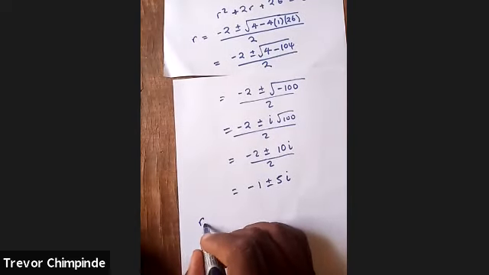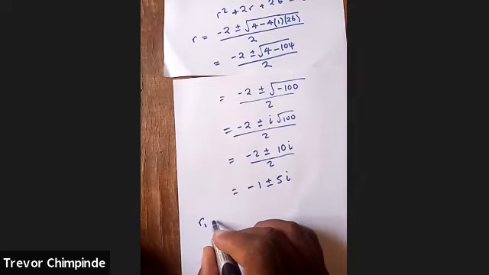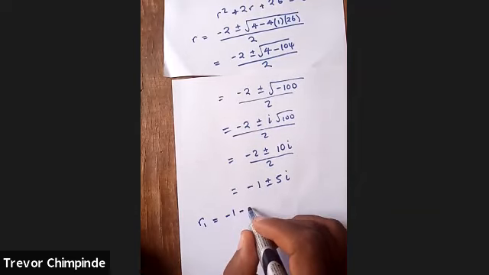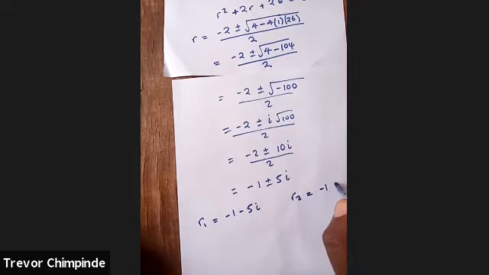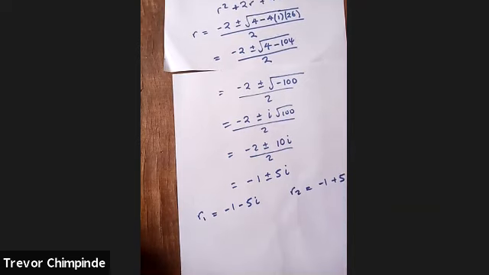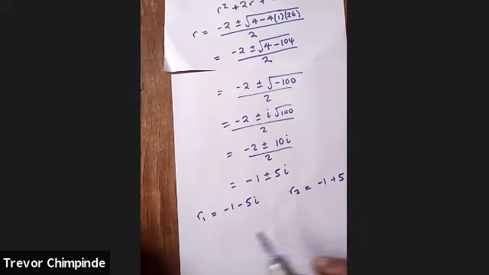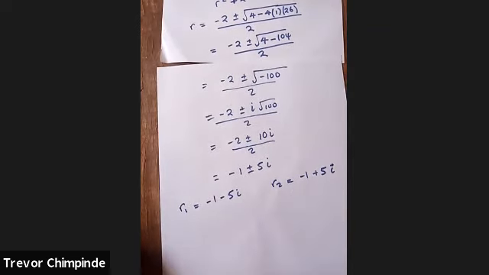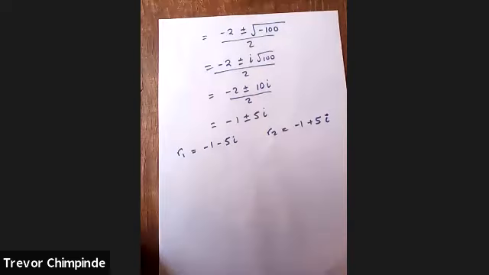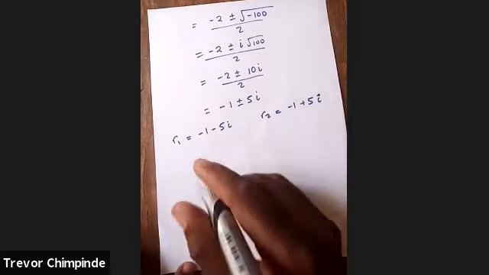So you've got two eigenvalues. First one is minus 1 minus 5i. And the second one is minus 1 plus 5i. So in the case where eigenvalues are complex, it means that one is the complex conjugate of the other because of this quadratic formula thing. So these are eigenvalues. Let's find the eigenvectors.